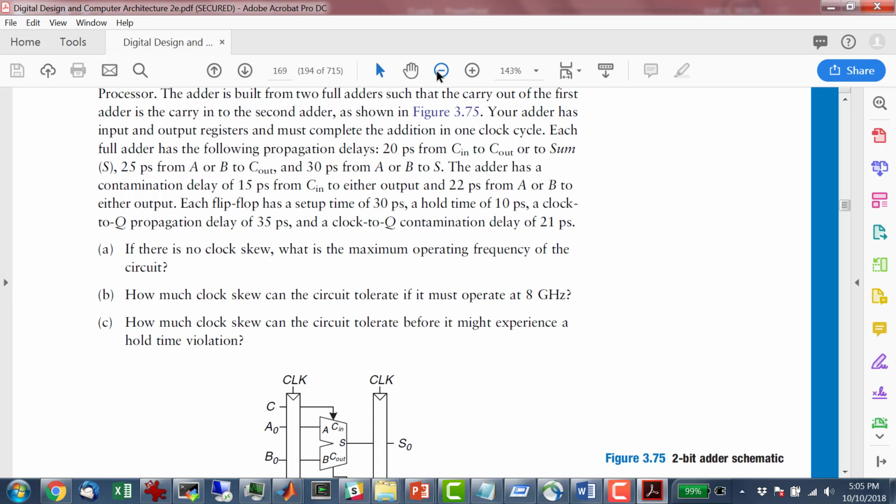which must be greater than, right, because I got to hold it for 10. And that's going to be greater than the contamination delay of the flip-flop, which is 21, right? Plus the contamination delay of this guy, which is probably just A to B to S, I'm assuming. The adder has a 15 from either C in to either output. So it looks like 15, yeah, 15. Because that's the smallest contamination delay, right? But the skew is subtracted from that, right?